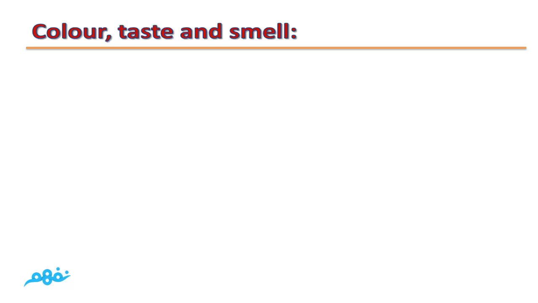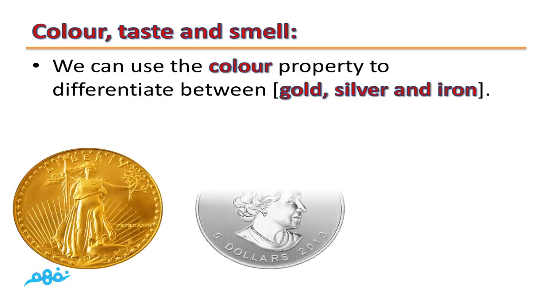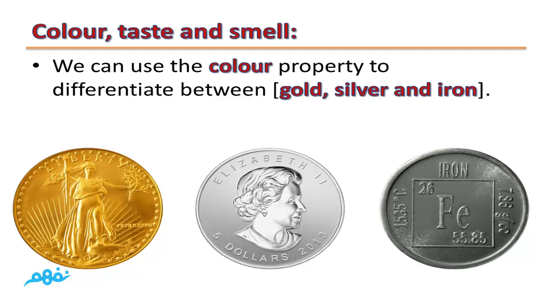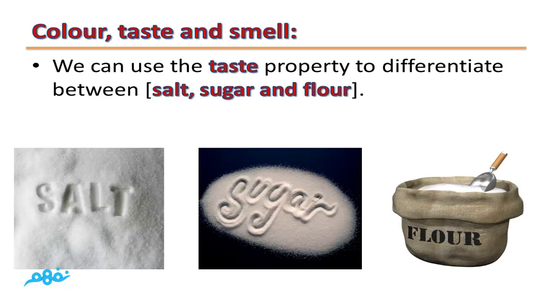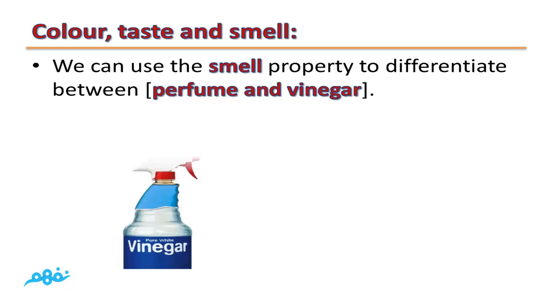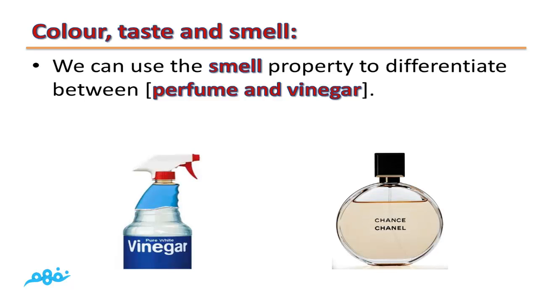Let's talk about color, taste and smell. We can use the color property to distinguish between gold, silver and iron, because they have different colors. Also, we can use the taste property to distinguish between salt, sugar and flour. Finally, we can use the smell property to differentiate between perfume and vinegar, because they have different odors.